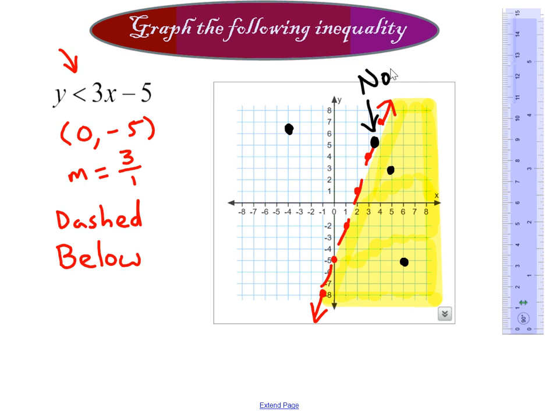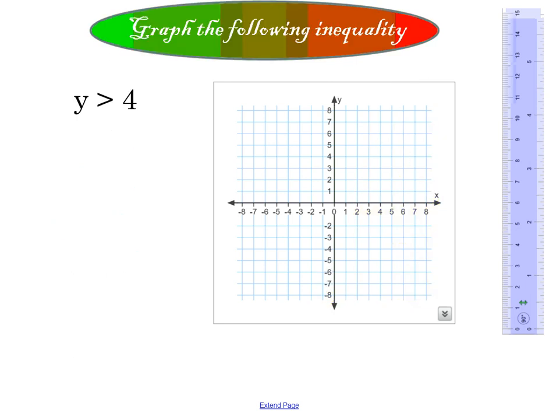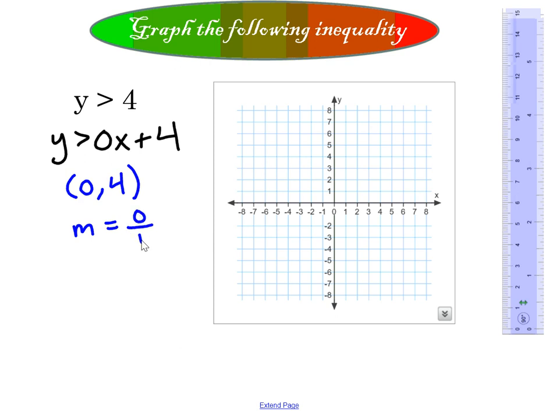Let's look at another example. Here we have y is greater than 4. I'm going to rewrite this in a different way so it just looks a little bit better for us. So I have y is greater than 0x plus 4. Now, my y-intercept this time is going to be (0, 4), and my slope is 0/1. This line is going to be dashed, and it's going to be shaded above because I have a greater than sign.